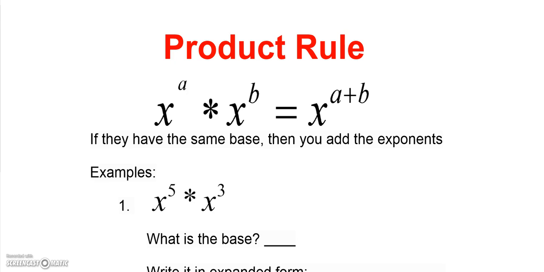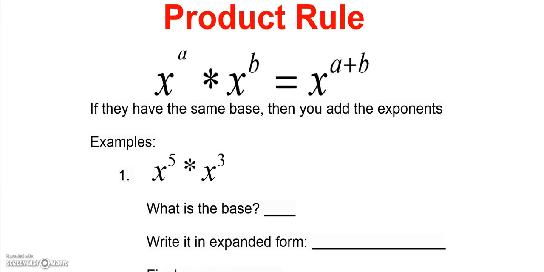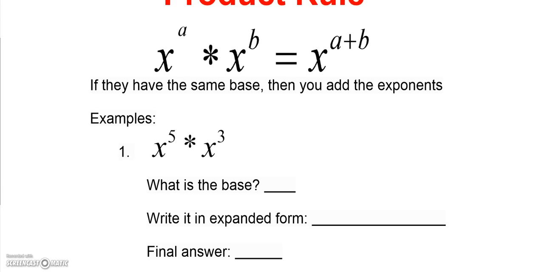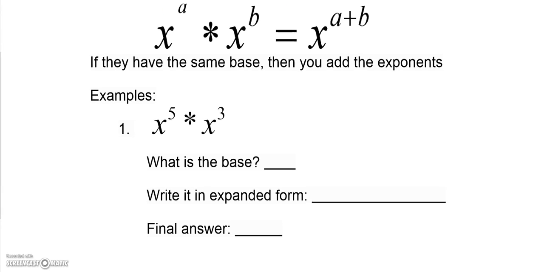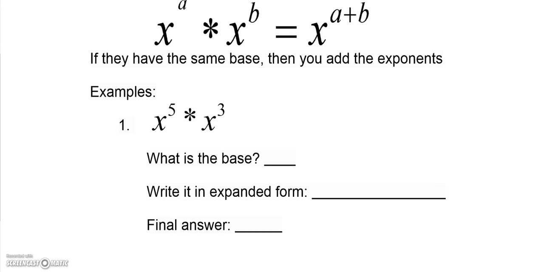Okay, so our first example is we're going to use the product rule. So the product rule is x to the a times x to the b equals x to the a plus b. So if you have the same base, then you're going to add the exponents. Our first example is x to the fifth times x cubed. Your base is x, and then your exponents are 5 and 3.